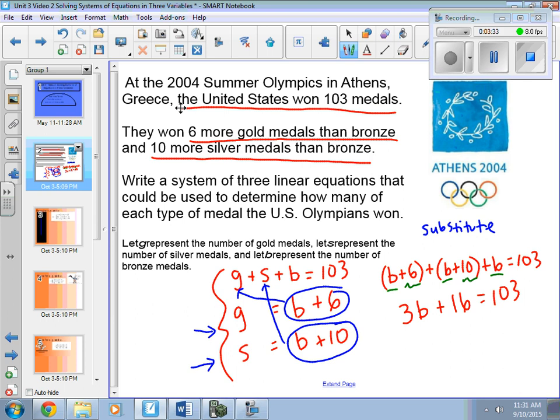are. If we subtract 16, that gives us 87, divide by 3, and that tells us there was 29 bronze medals won.